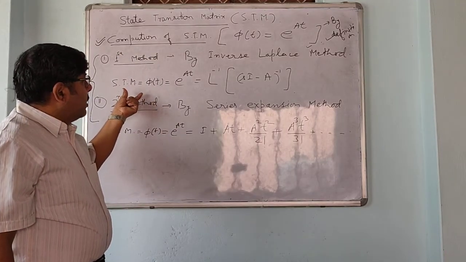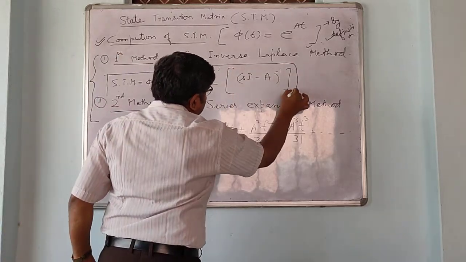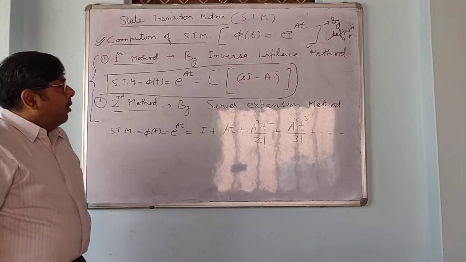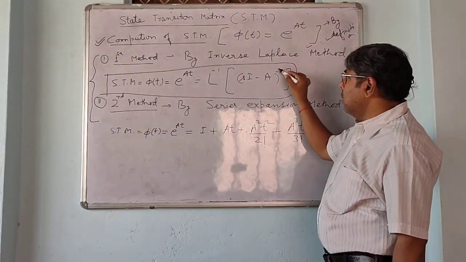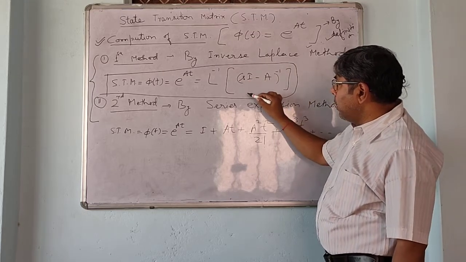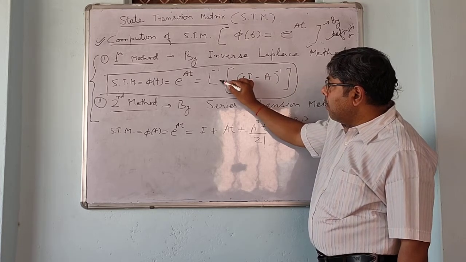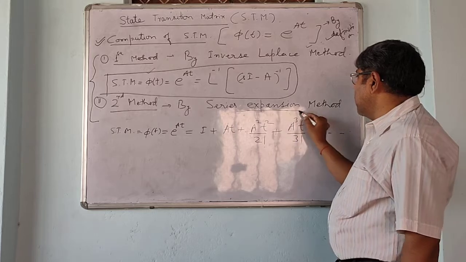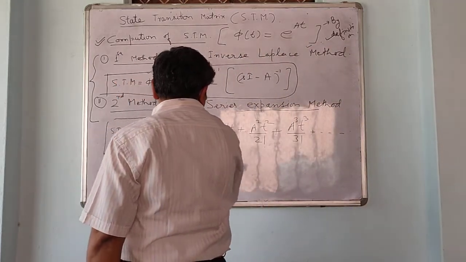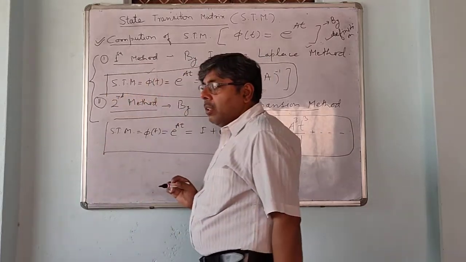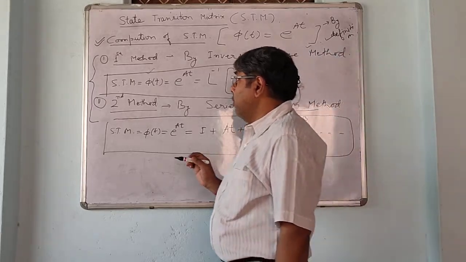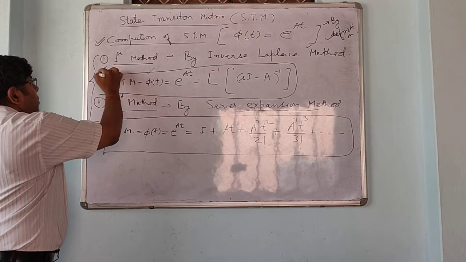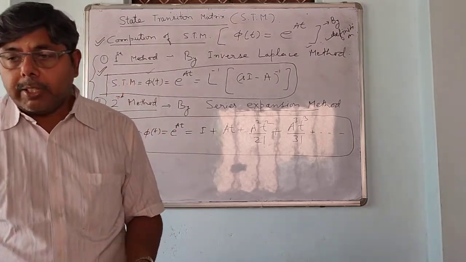We can use this method. The state transition matrix, which is by definition phi t equals e to the power At, we can calculate by first finding this inverse matrix. If A is given, then we can calculate this part, and after taking Laplace inverse of that, we will get the state transition matrix. Another method is series expansion method. So this is the formula to obtain state transition matrix by using series expansion. One by one we will discuss these two methods. So today we will take the first method for computation of state transition matrix.